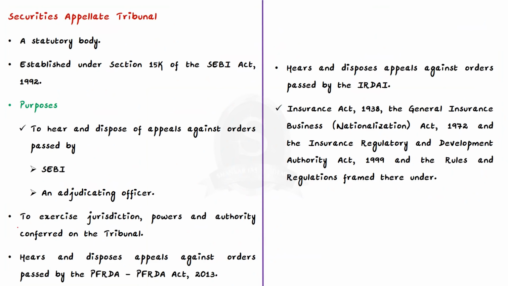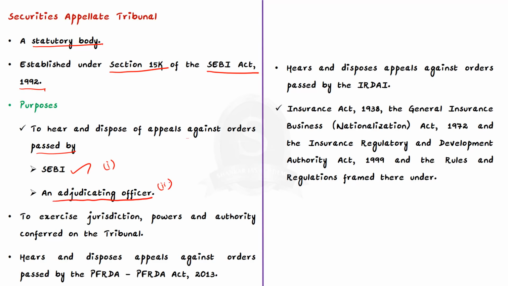Okay. Having covered the major points about SEBI, let us discuss the Securities Appellate Tribunal. See, the Securities Appellate Tribunal is also a statutory body. It was established under the provisions of Section 15K of the SEBI Act 1992. Now, what is the purpose of this tribunal? The first function of the tribunal is to hear and dispose of appeals against the orders passed by SEBI. Secondly, its function is to hear and dispose of appeals against orders passed by an adjudicating officer under the Act.